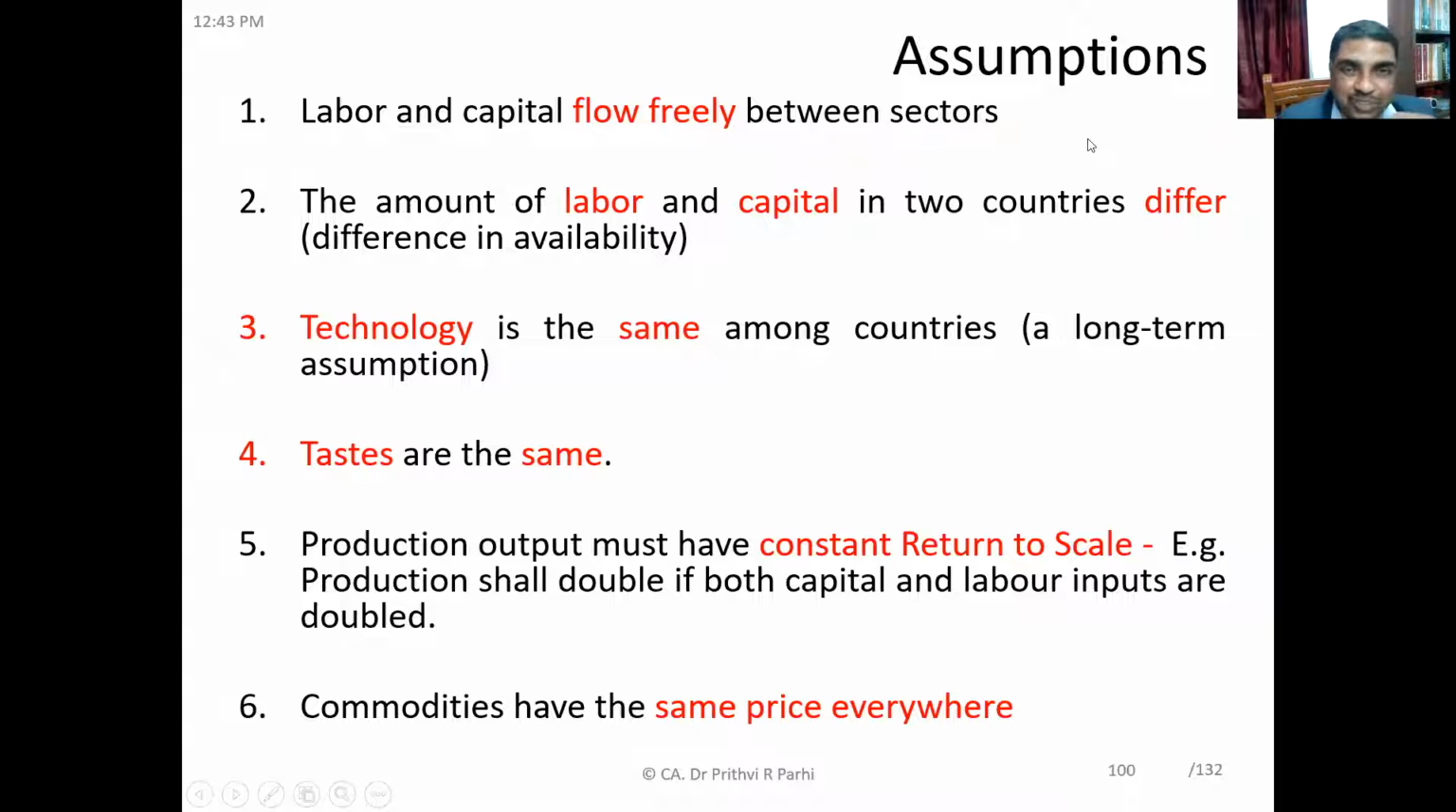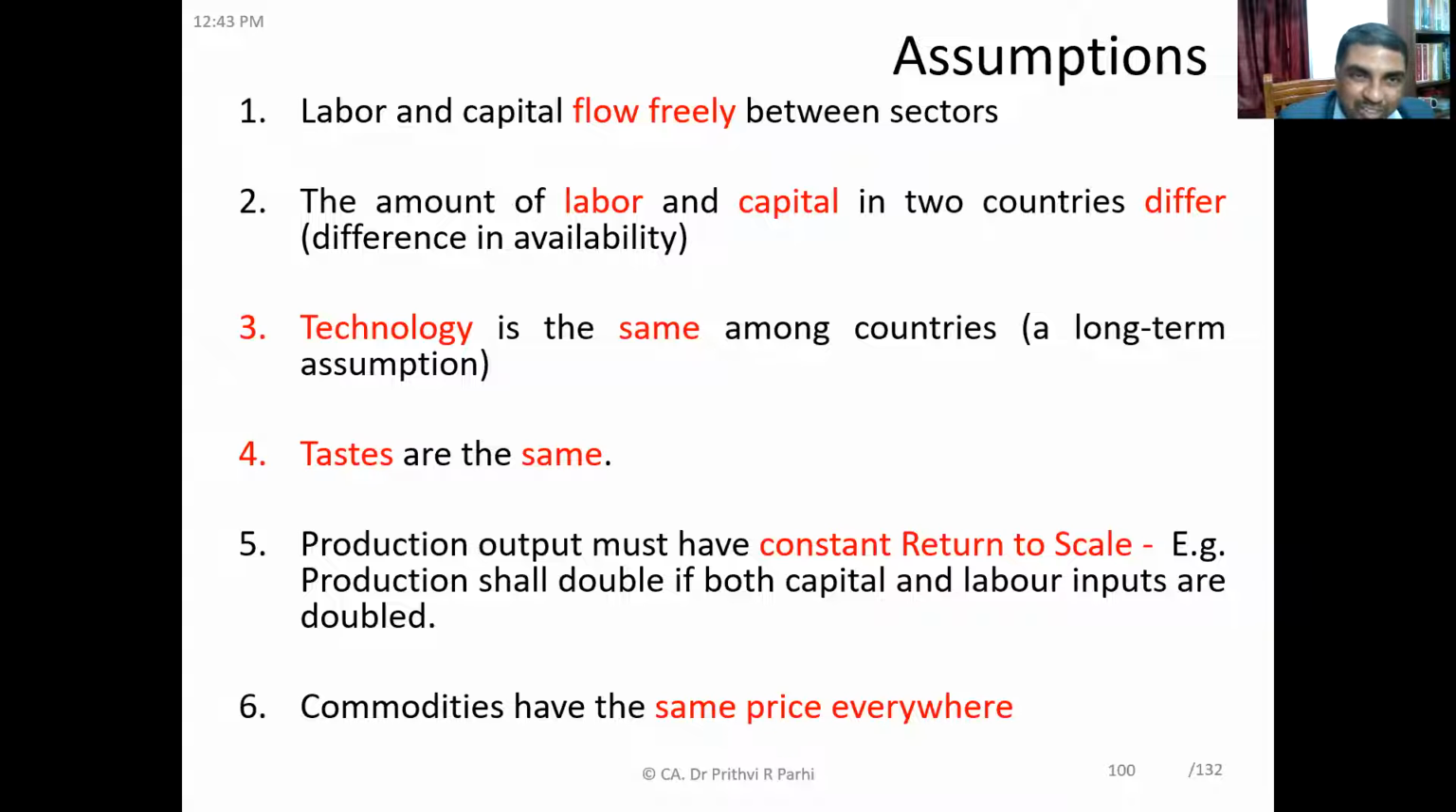But this theory has some assumptions. First of all, we are saying labor and capital are abundantly available, but they should also flow freely between sectors. Suppose there is a particular labor force that can be employed only in tea production. That labor force cannot be transferred to some other sector, let's say cotton production. Then this theory may not work. Even if labor is abundantly available, you cannot use it in different sectors, so you have to produce different goods.